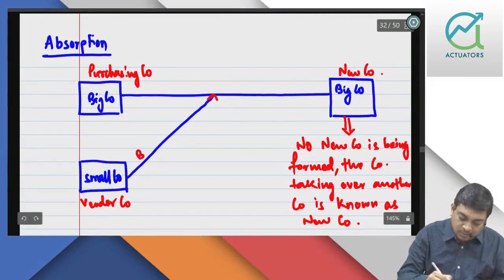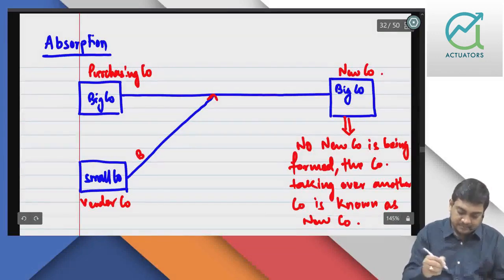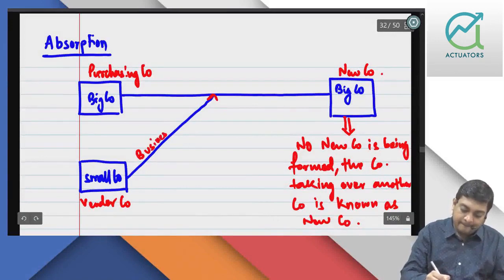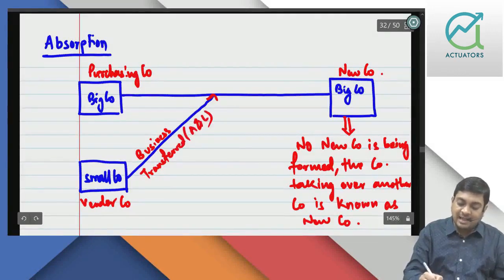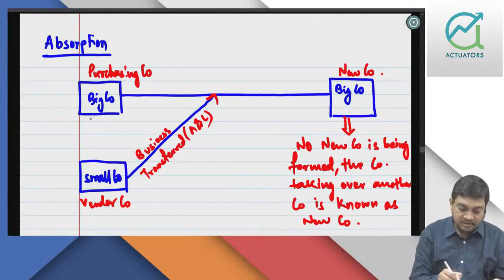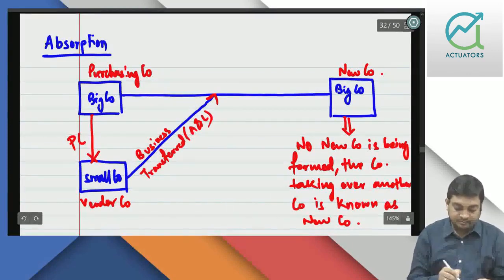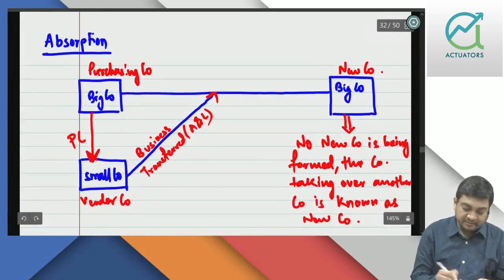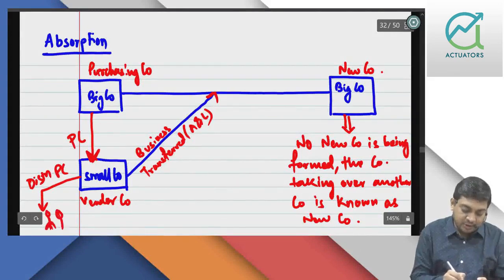So business transferred means assets and liabilities transferred. The big company will give PC to the small company, right? And the small company will distribute PC to its shareholders.